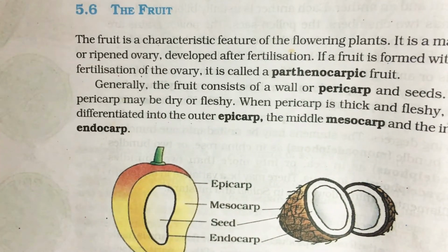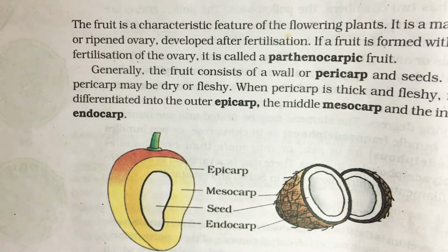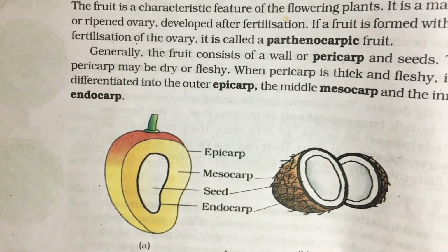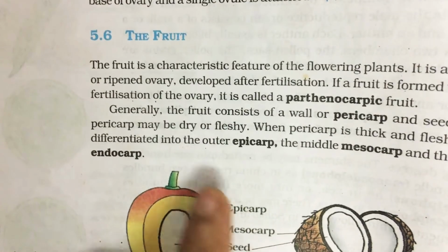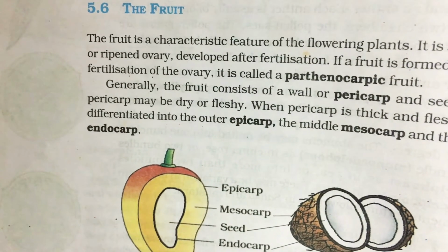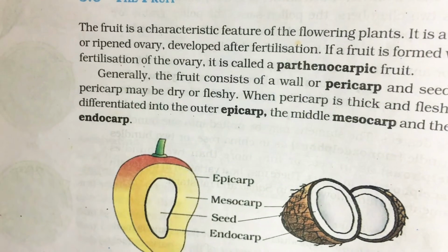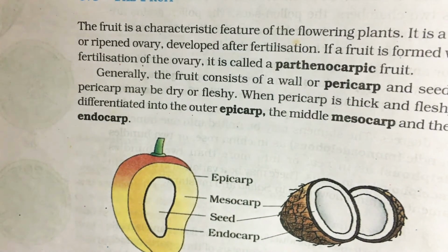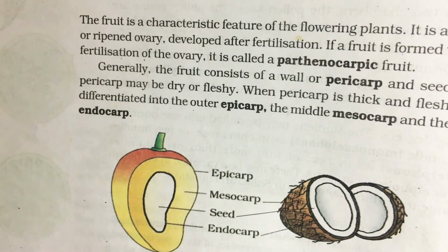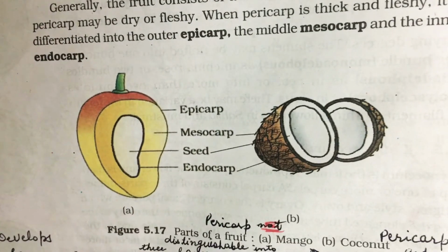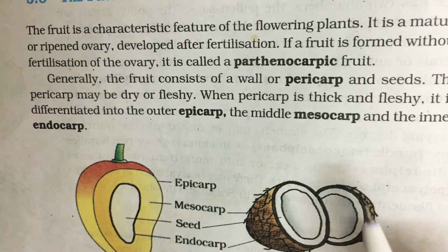The fruit is a characteristic feature of the flowering plants. It is a mature or ripened ovary developed after fertilization. So after fertilization, ovary changes into fruit and ovules change into seed. If a fruit is formed without fertilization of the ovary, it is known as parthenocarpic fruit. If fruit develops without fertilization, it is called parthenocarpic fruit.